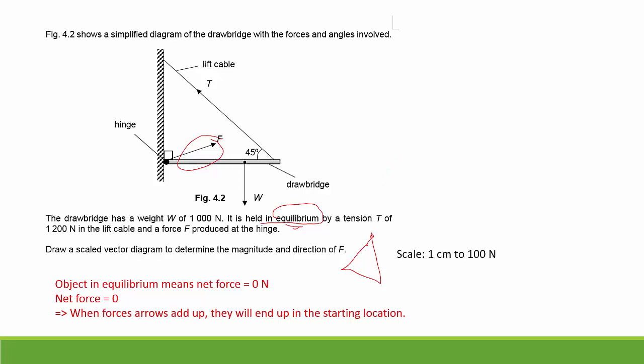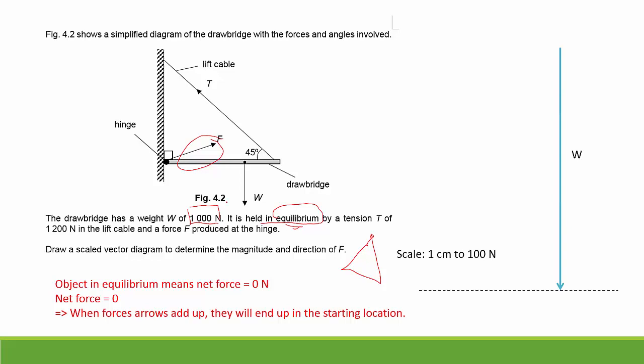So draw by scale diagram. The first thing is to determine the scale. So let's say 1 centimeter is to 100 Newton. The first thing we can draw, of course, is W. Okay, that's the easiest way because we know that it's straight down at 1000 Newton. So just draw a 10 centimeter line.